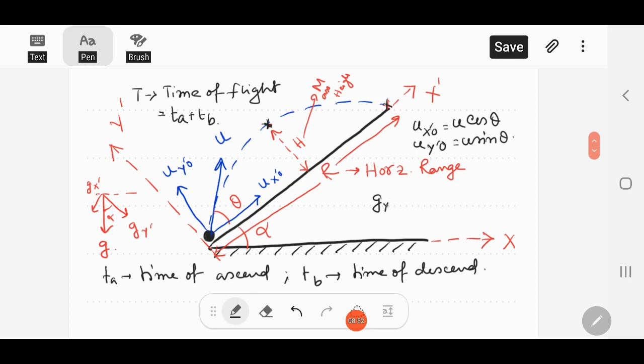So g y dashed will be g cos alpha. So the vertical component of the acceleration due to gravity will be g cos alpha, and the horizontal component of g will be g sin alpha. Okay, so let's move on to our analysis now.